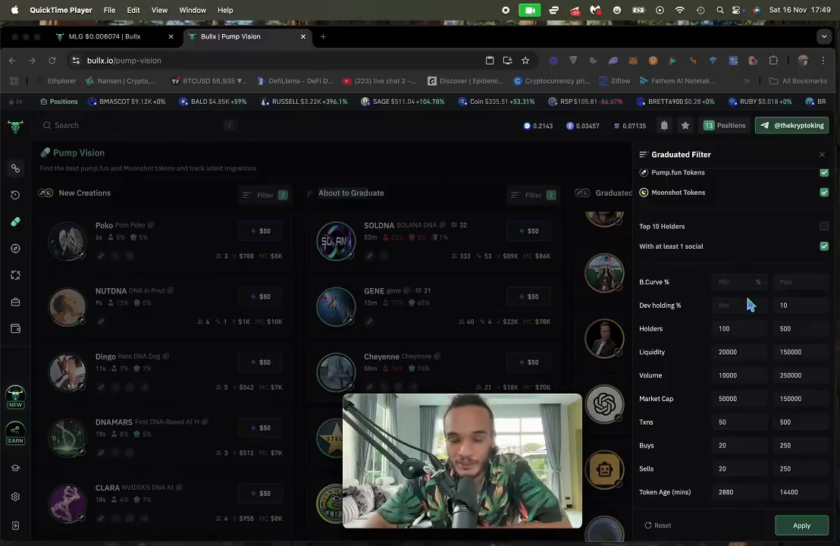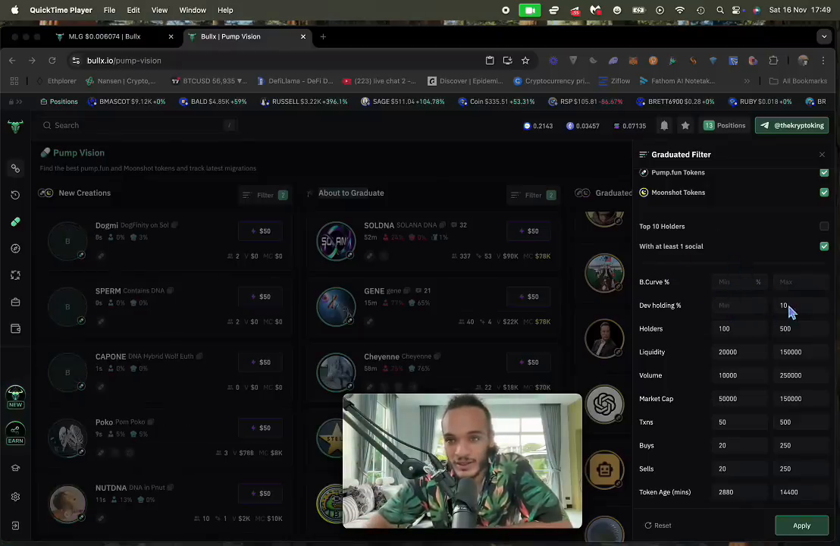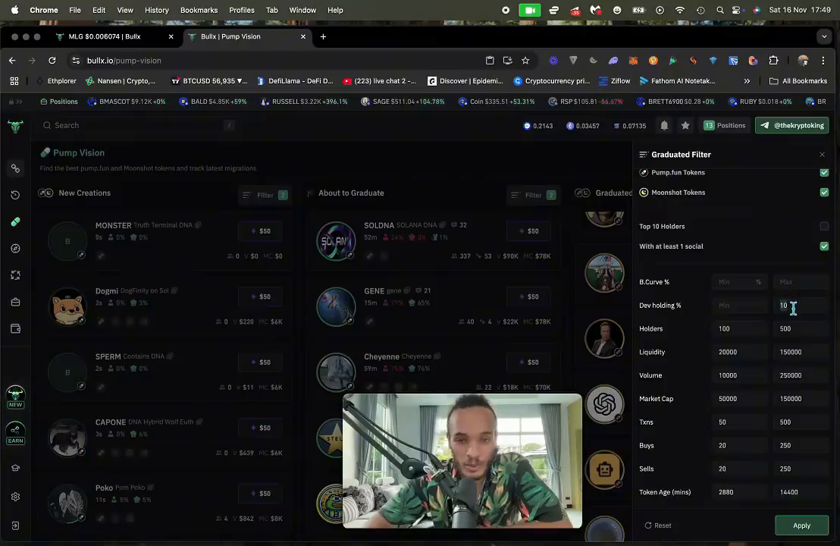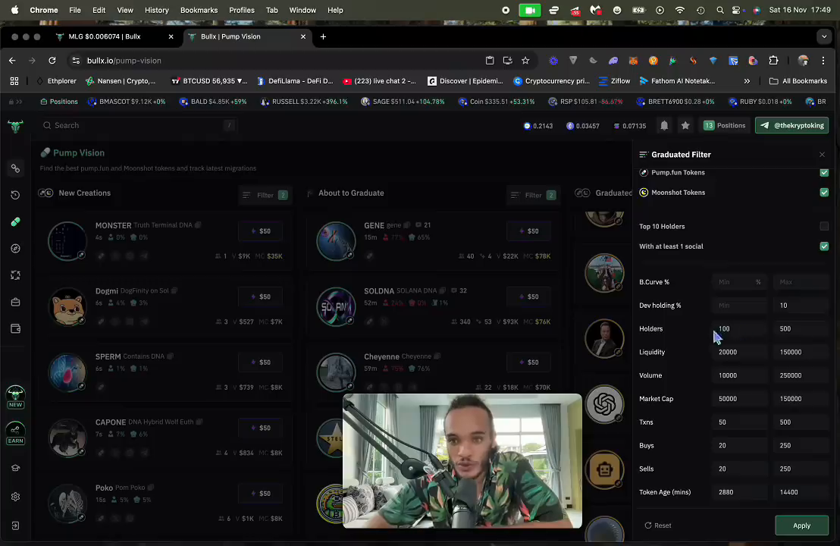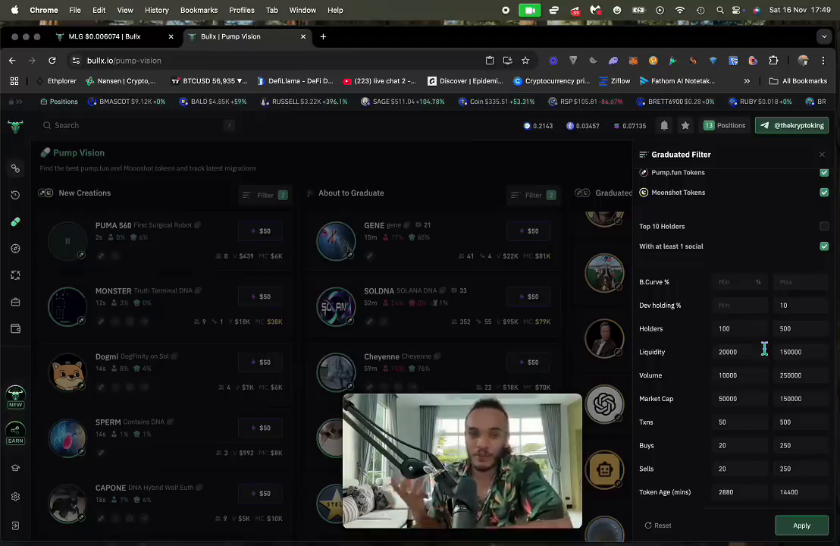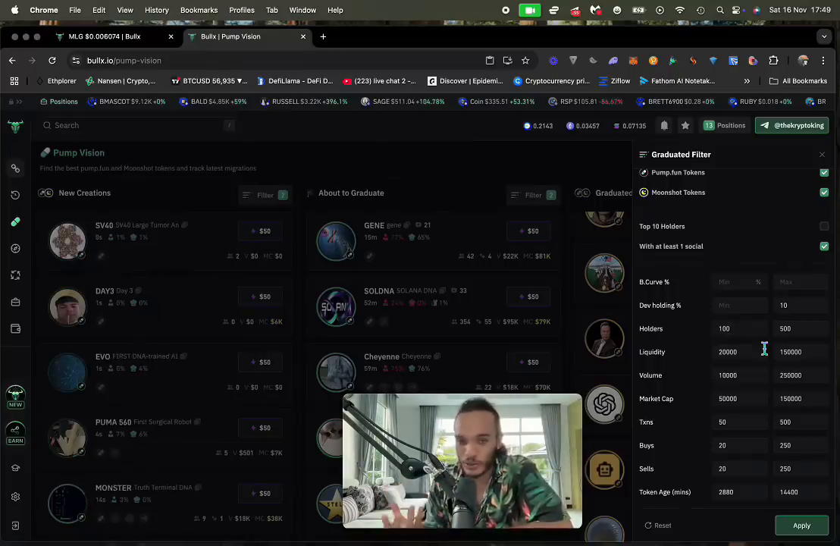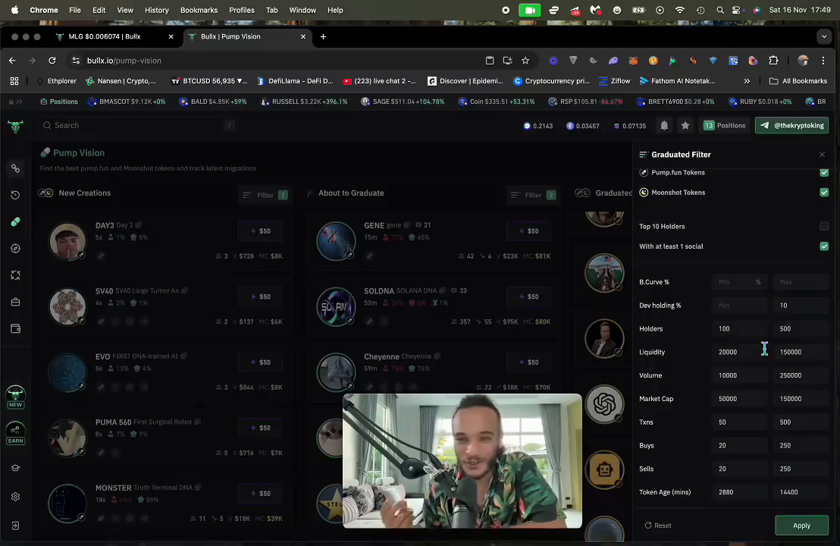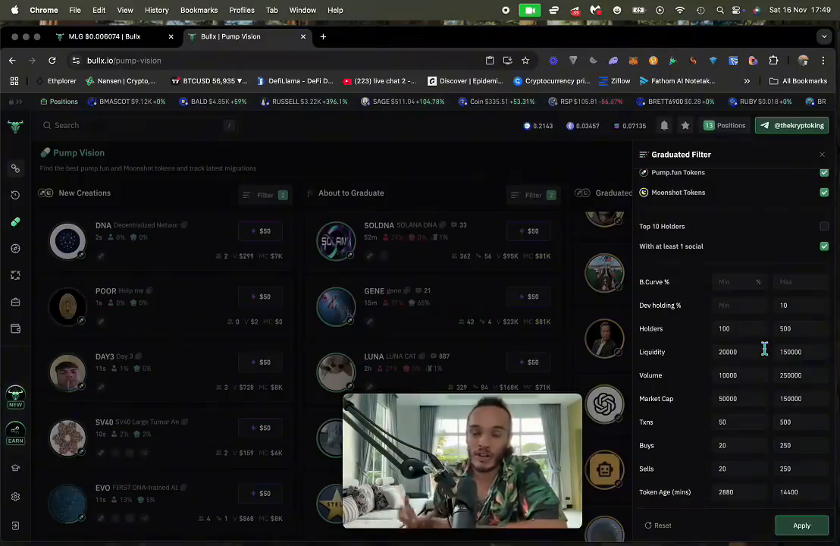Now, as you can see, these are the filters. Dev, I only want the developer, which is the person who made the token, to be holding 10%. Holders, the amount of people that hold the token, 100 to 500. Liquidity, the amount of money available to be traded. This is like what people call the liquidity pool. This is how much money is able to transact. It's quite complicated to explain to a brand new person, but liquidity just means the amount of money available to trade. The more liquidity, the bigger the pool of available trading to be.